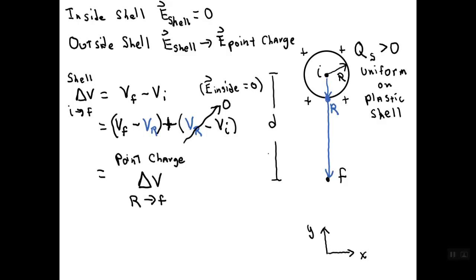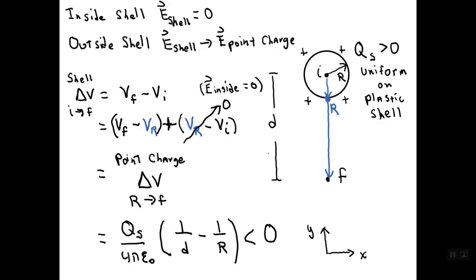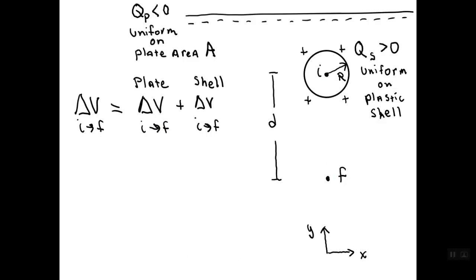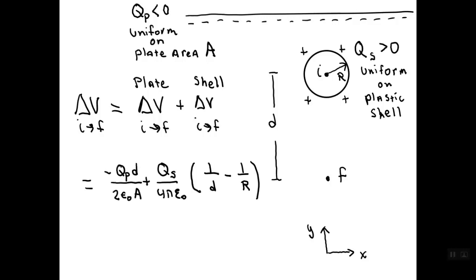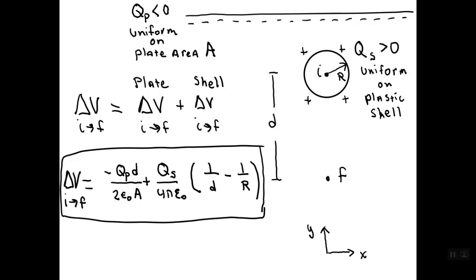We know how to compute the electric potential difference for a point charge, here starting at the surface of the shell and ending at location F. And here's the result. And this is the change in electric potential for the shell between location I and location F. And notice that this is less than 0. Now we just have to pull all these results together. Sum up our two results for the plate and the shell, and here is the final result.